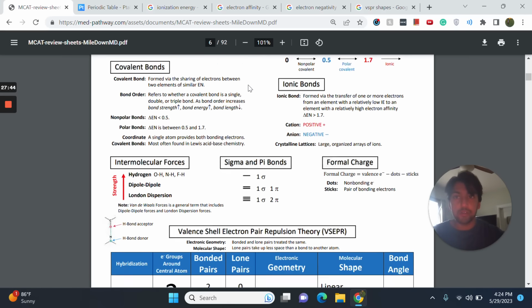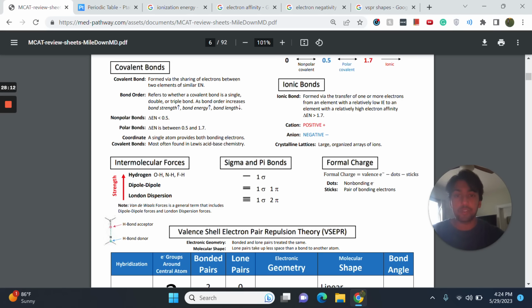The first thing is covalent bonds. Covalent bonds is when electrons are being shared between two elements, and usually there's similar electronegativity. If they're pretty high electronegativity, then it could be an ionic bond. If it's medium high electronegativity, it could still be a covalent bond, but it could be a polar covalent bond, which is that one atom shares it unevenly with the other and might steal it a little bit more.